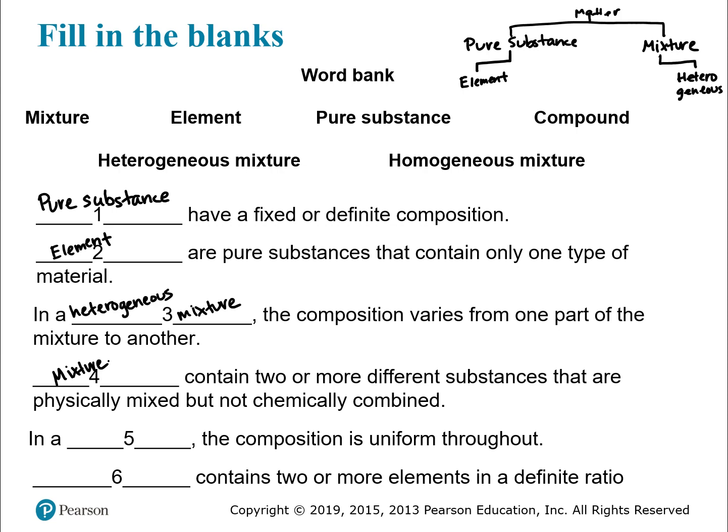For number 5, in a blank, the composition is uniform throughout. Uniform throughout, that should immediately ring a bell for homogeneous. And then the final one contains 2 or more elements in a definite ratio. That is a compound.